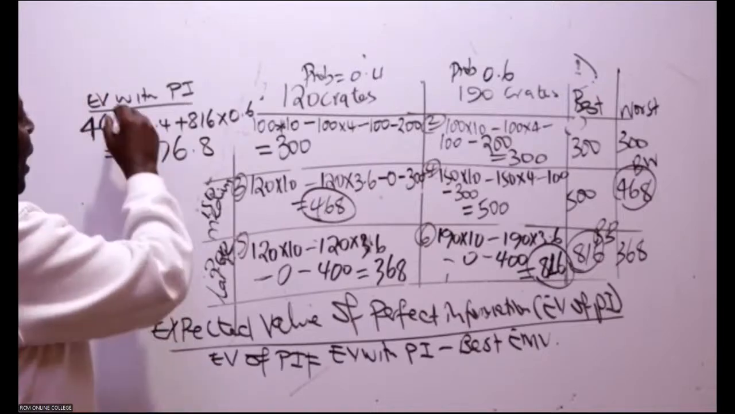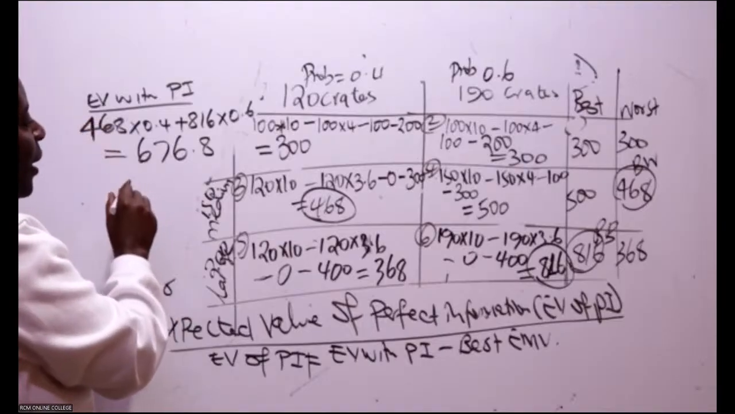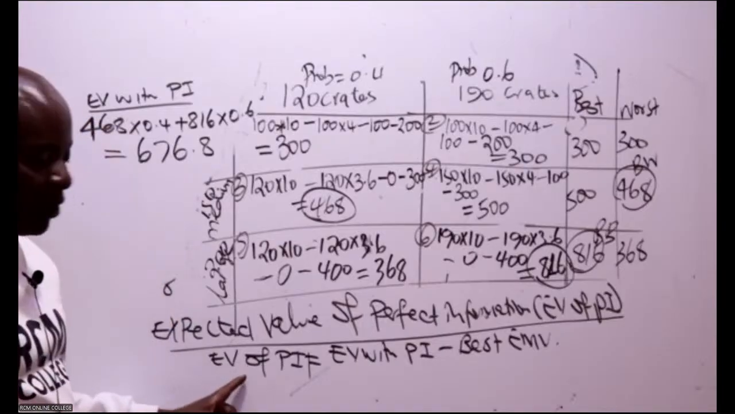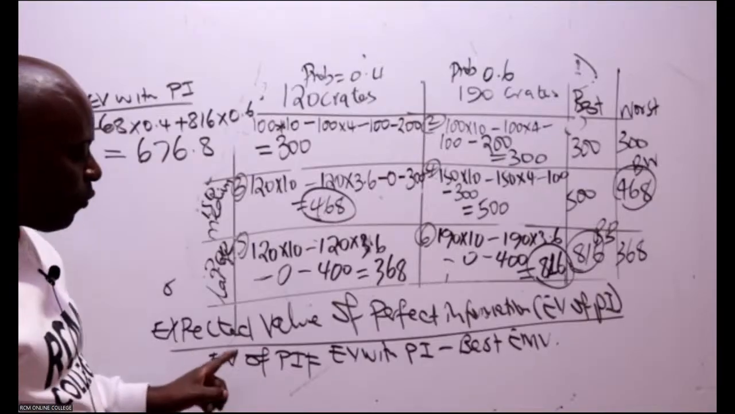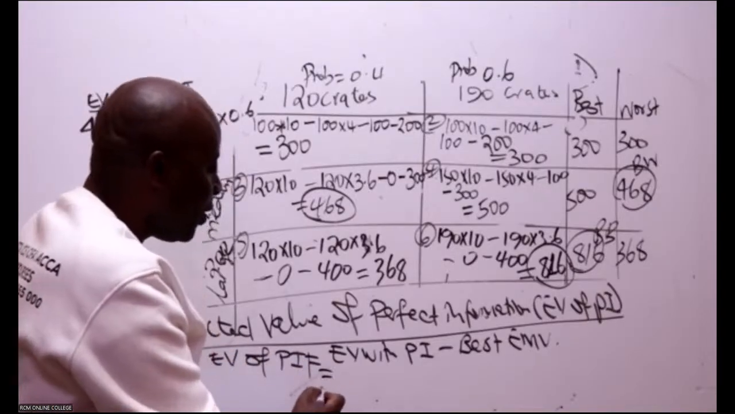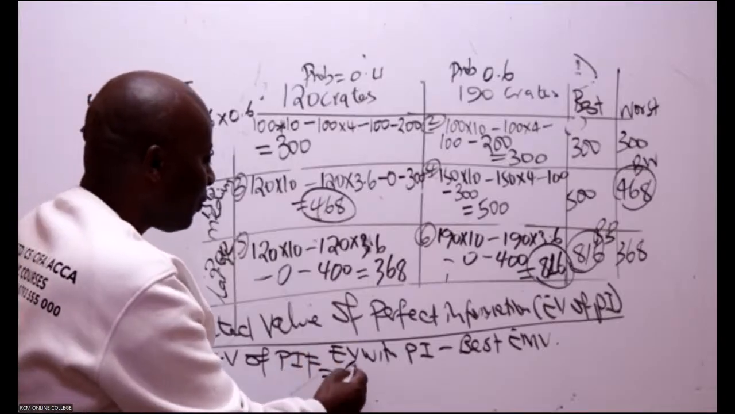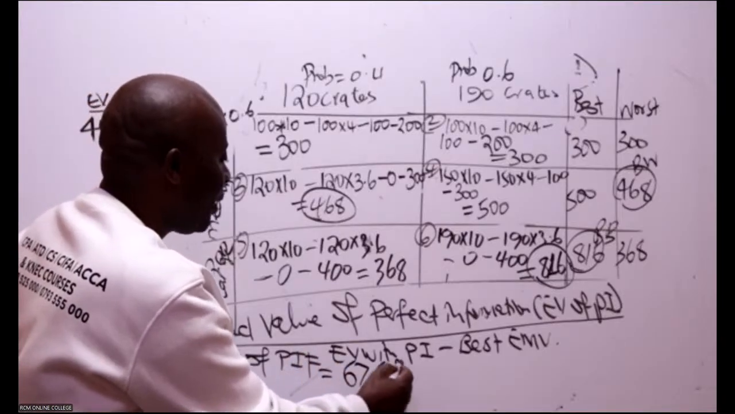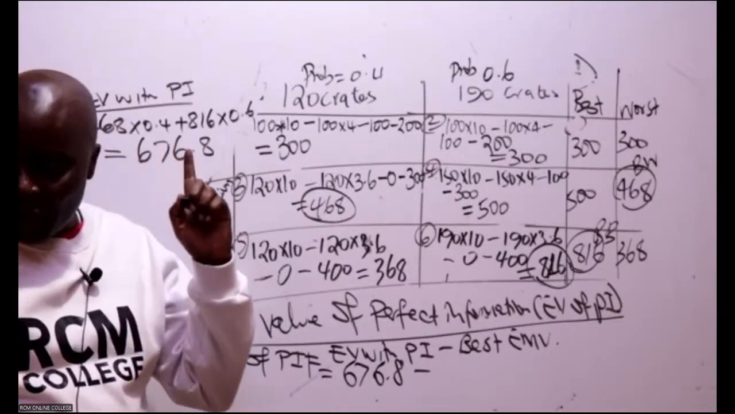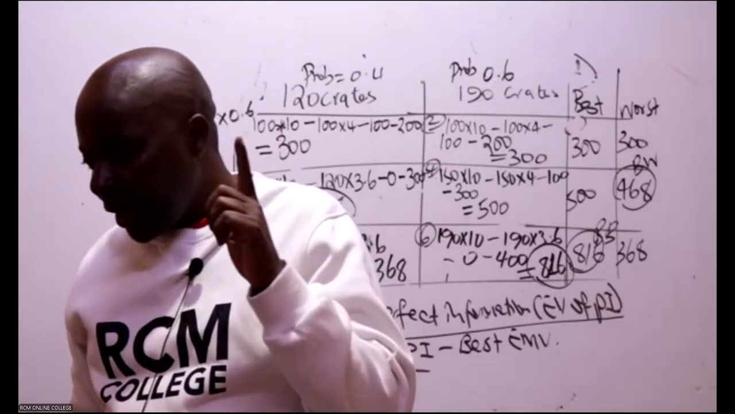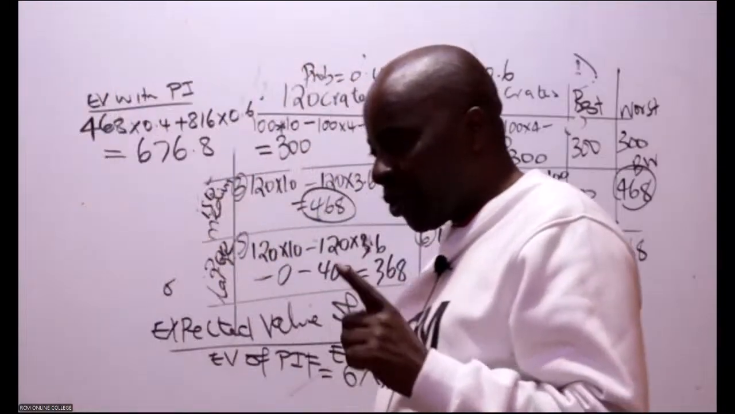So once we have this EV with PI, can we go ahead and get EV of PI? Remember, the EV of PI will be equal to EV with PI, which is 676.8, minus best EMV. Are we able to remember the best EMV that we wrote there?